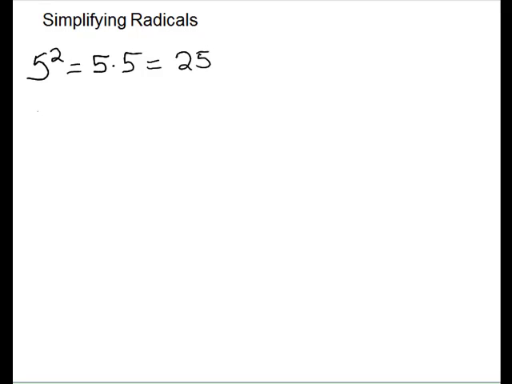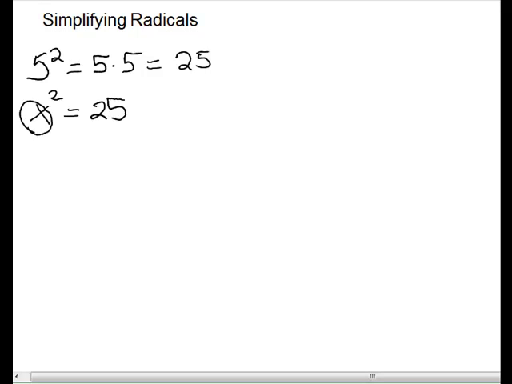Then we had the question, there is something squared, and we know the answer is 25, but we'd like to know what the x is. So what is it to the second power that equals 25? This is a square root question, and this is our symbol for square root. The 25 would be underneath. And the answer to it is 5.